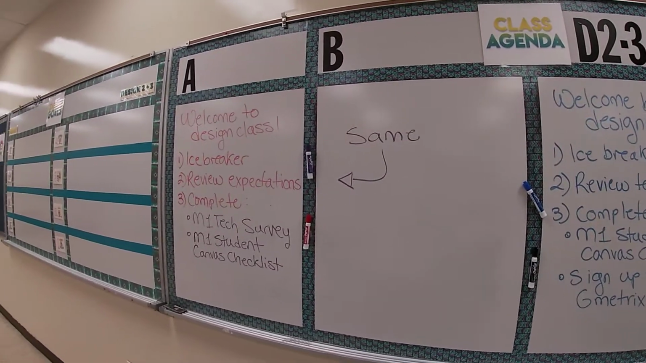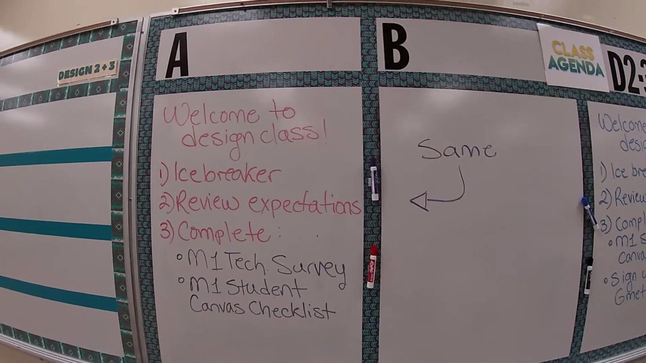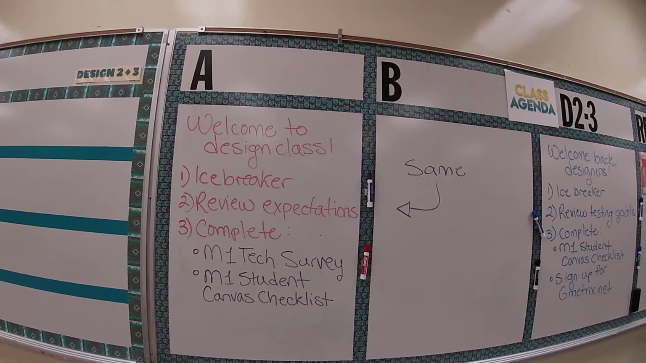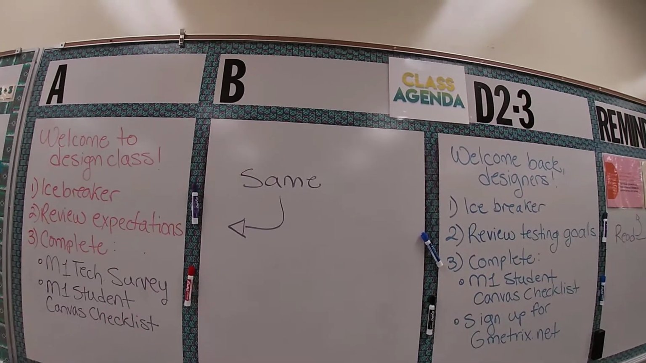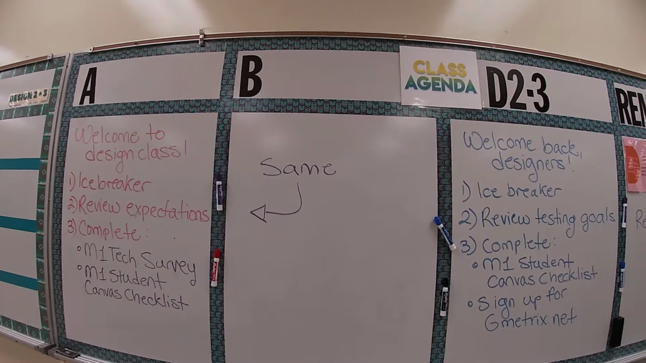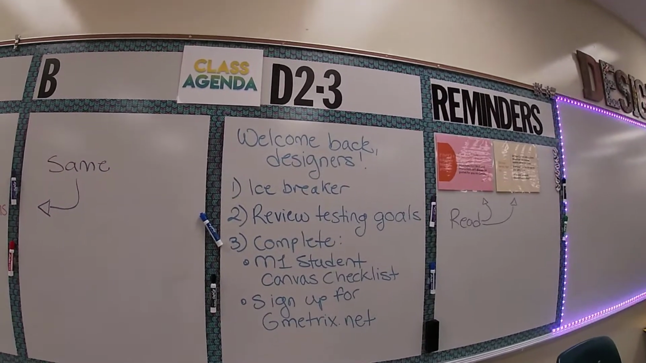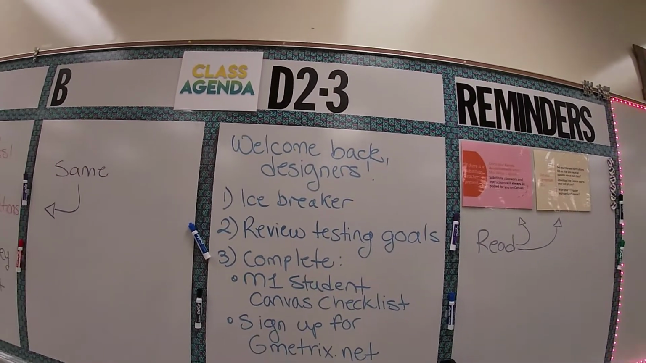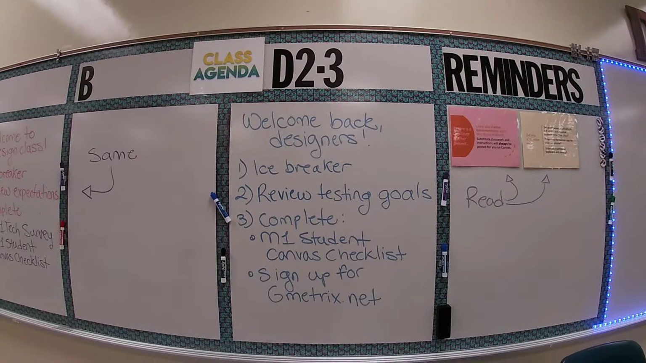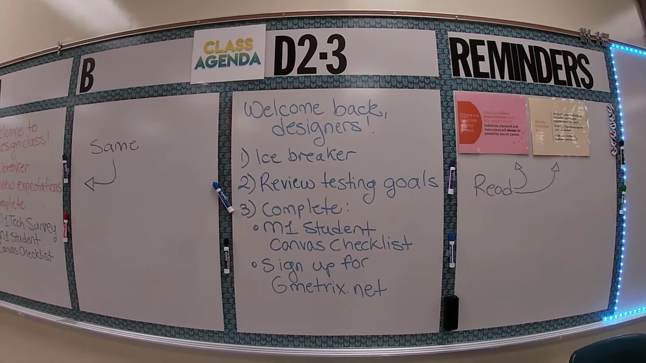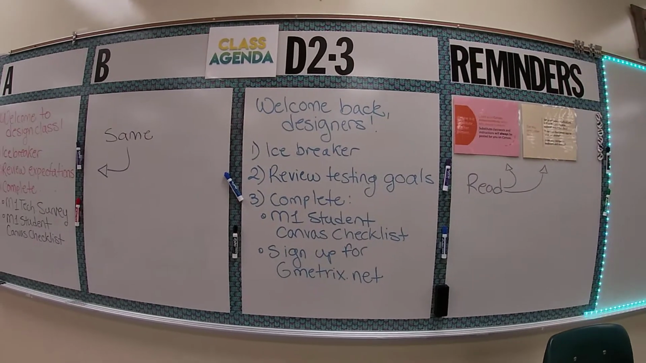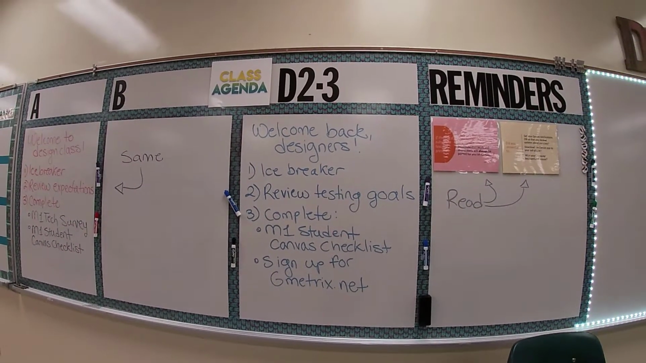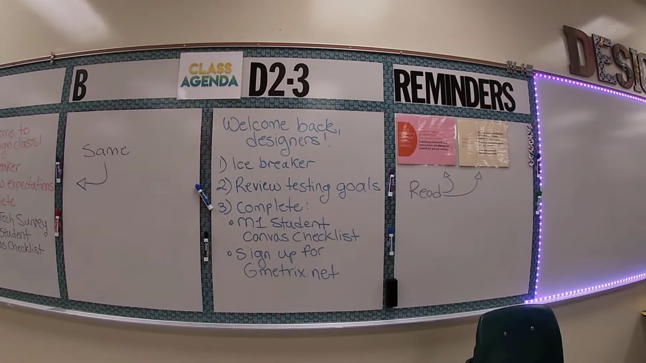If you are in periods 1 through 4, you would read column A for A day. If you're in periods 5 through 8, you would read column B for B day. And if you're one of my advanced designers in Designs 2 or 3, you would read this column titled D2 through 3. And this is going to give you information about any demos that we're going to do, any assignments you have pending, and other important information.